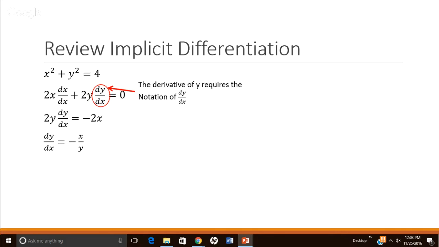When you're doing your implicit differentiation, the derivative of y needs that notation of dy/dx, and the derivative of x, which is dx over dx, is just an implied 1. So from this point forward, whenever the independent variable is in the function, we just treat it as an implied 1. You don't have to actually show dx over dx.